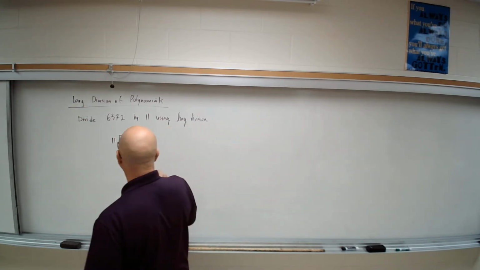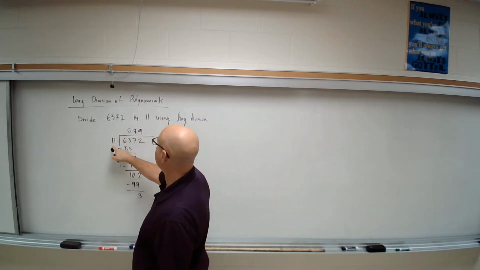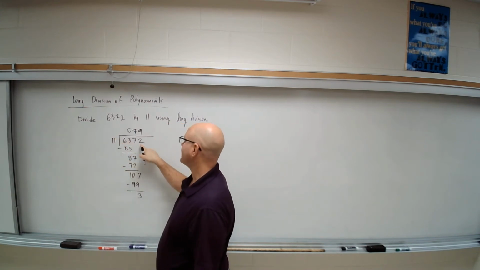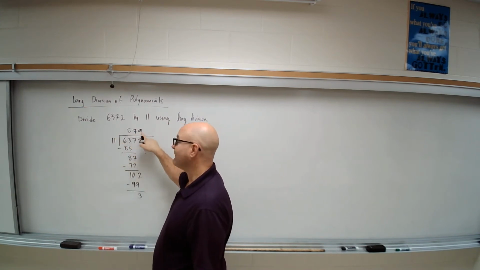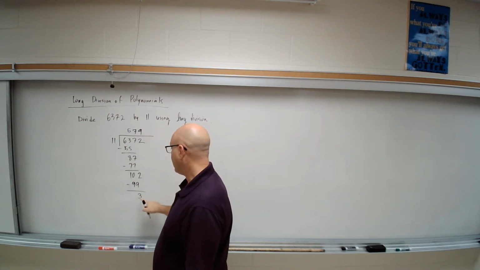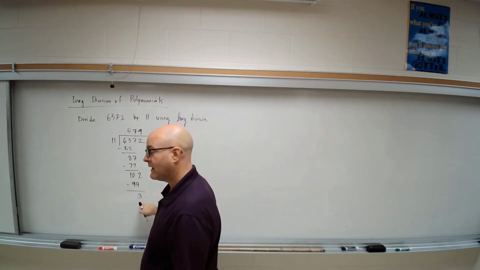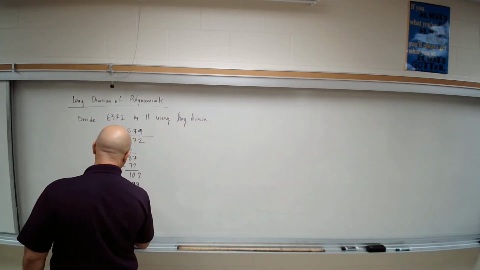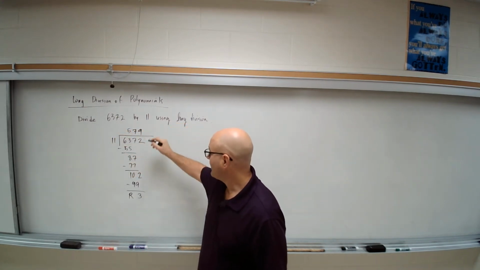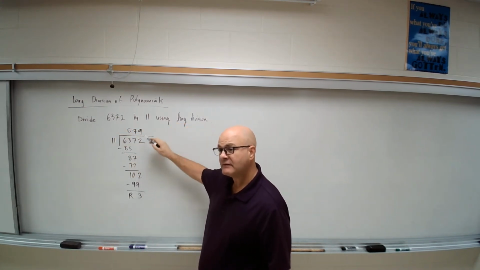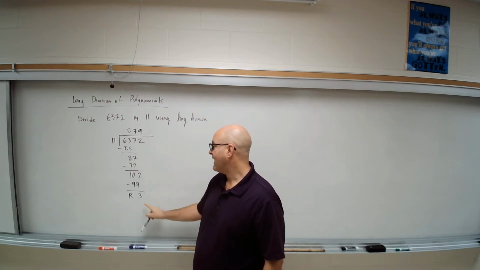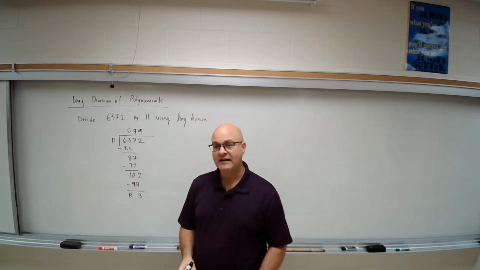So we would say that 11 goes into 6,372 579 times with the remainder of 3. You might have said R3 to remind you remainder 3. We know it's there because we ran out of stuff. We just know the remainder has to be smaller than the divisor.